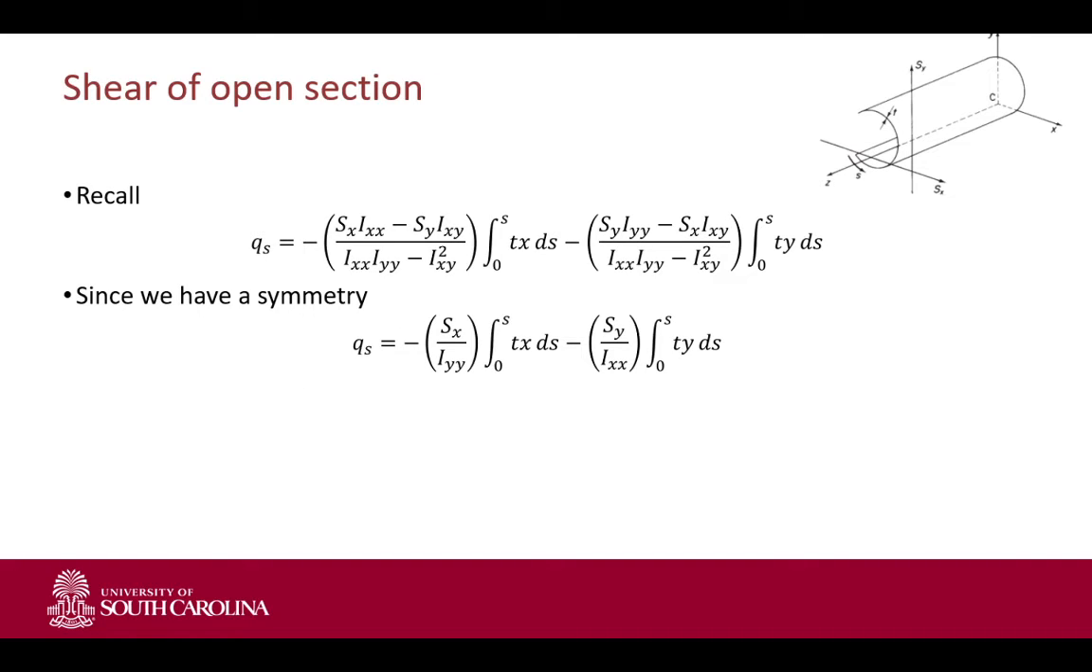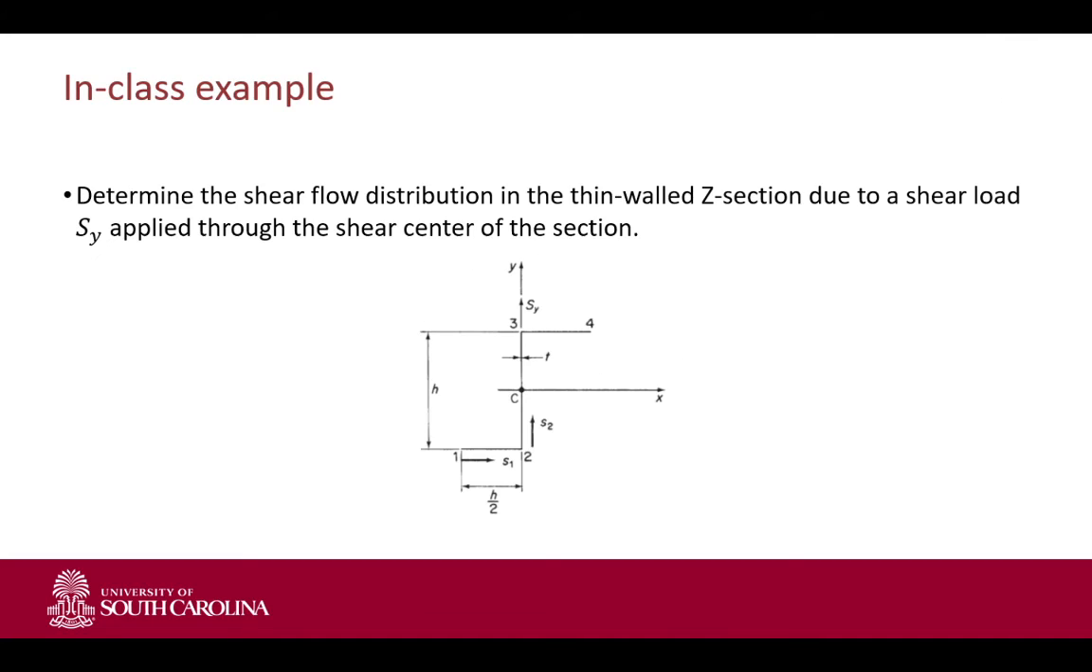And of course, all the rules and all the knowledge that we got from bending still apply. So when we have symmetry, IXY is equal to 0, so it simplifies. And when we have only one shear force given, mostly SX or SY, sorry, then the equation simplifies even further to negative SY over IXX multiplied by the integral of t y ds.